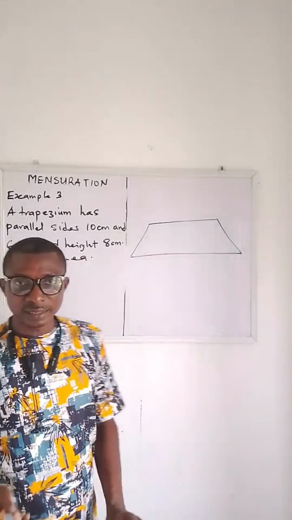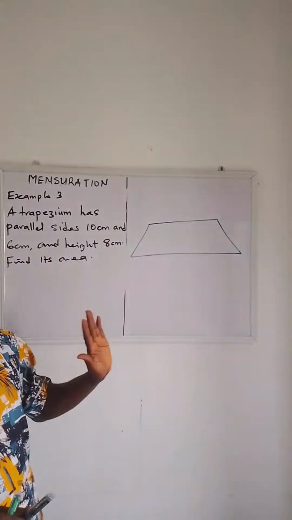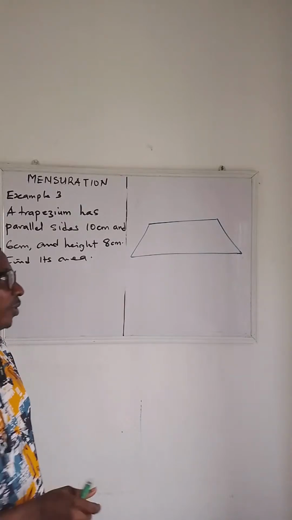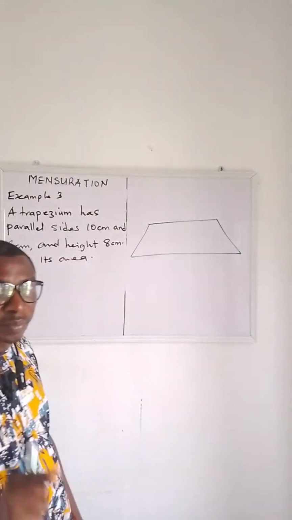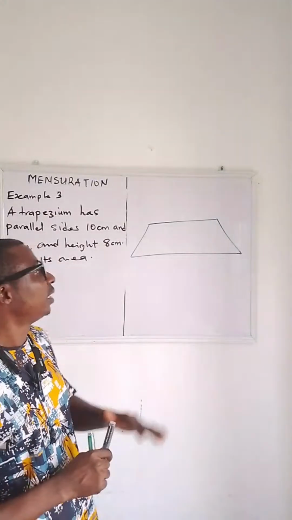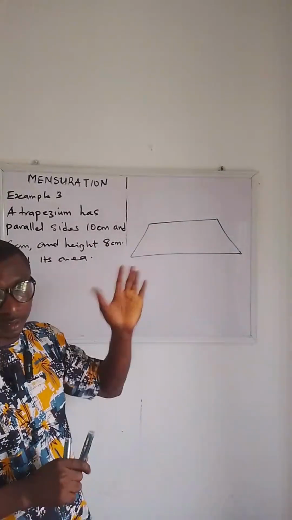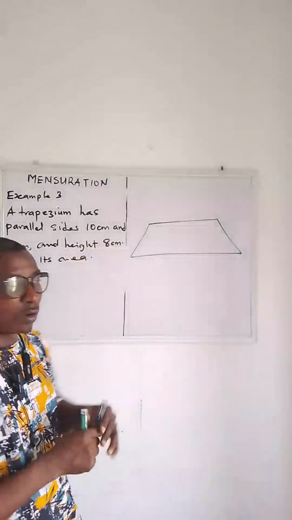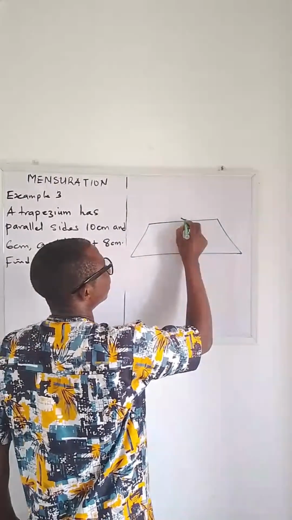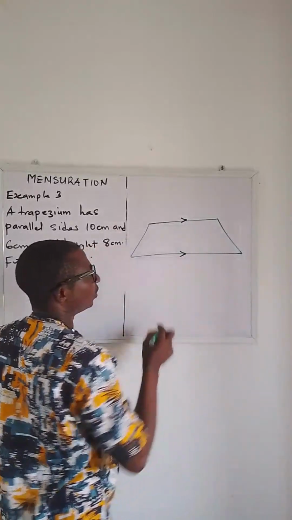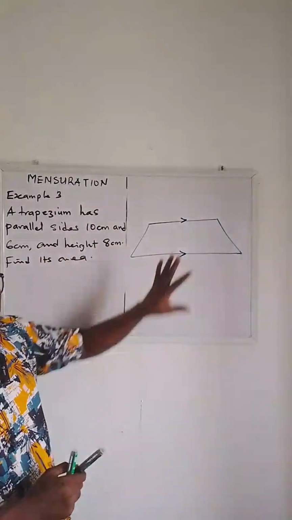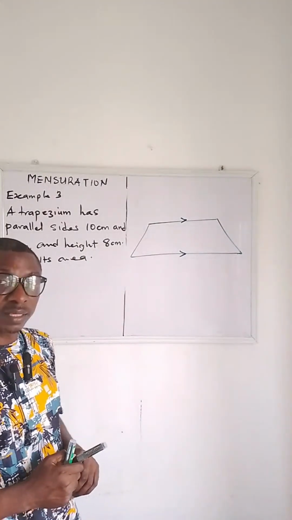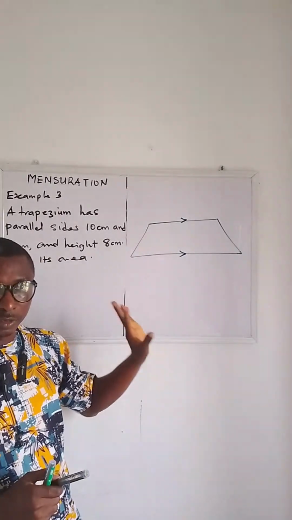The most important thing we need to take note of in a trapezium is we must have a pair of parallel lines. If you don't have a pair of parallel lines, then even if it looks like this, it's not a trapezium. Now, the way this is written, it's not a trapezium until I say this side is parallel to this side. So that makes it a trapezium. So that is one of the properties of a trapezium.